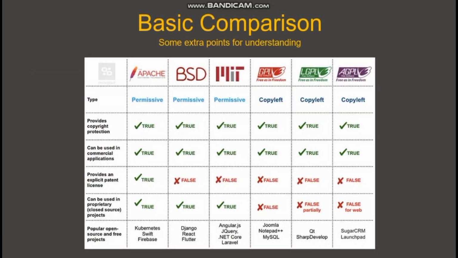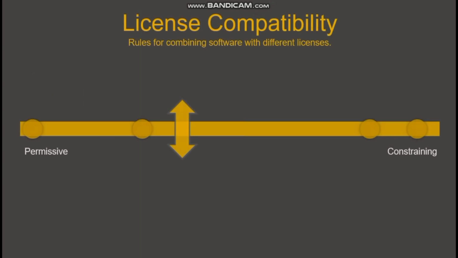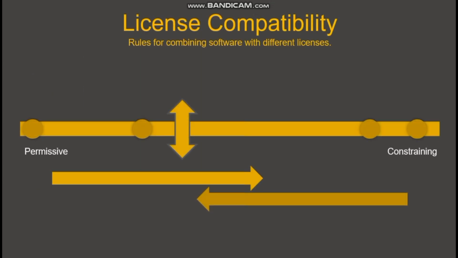Now this slide includes the comparison between different types of licenses which we viewed in the previous slide. Now this slide shows the license compatibility where we can see that MIT and BSD are purely permissive. Apache 2.0 is in between, and LGPL and GPL are restrictive and constraining.